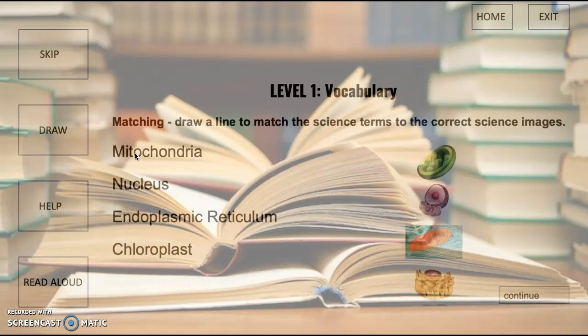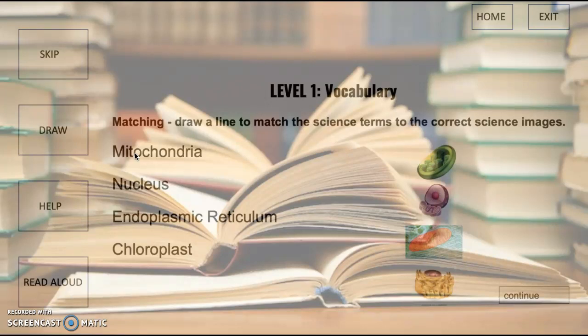There are 2 levels that students will interact with. Level 1 is focused on vocabulary development for that particular topic, and level 2 is on reading comprehension. So for level 1, they're asked to draw a line to match these terms to the images. On the left-hand side of the screen, students will have an option to draw. This draw option will give them an option to draw as a pen with a thin line. It'll also give them tools including highlighting tools and annotation tools.